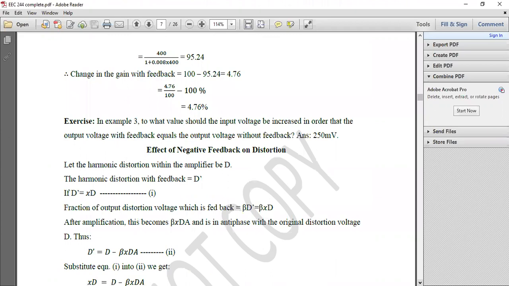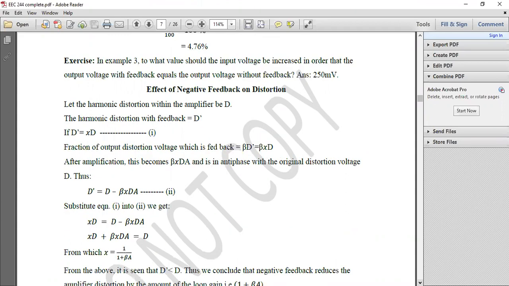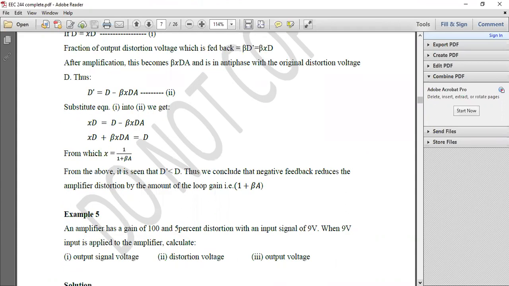Now we also looked at the effect of negative feedback on distortion. And we derived this formula that we have here, that negative feedback reduces distortion by a factor of x, which equals 1 divided by 1 plus beta A. That is the value with which negative feedback reduces the distortion of an amplifier. A fraction of 1 plus beta A is the amount by which it reduces the gain.